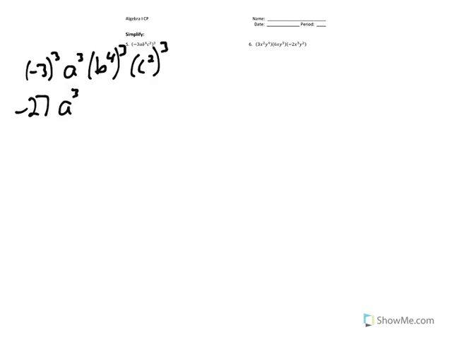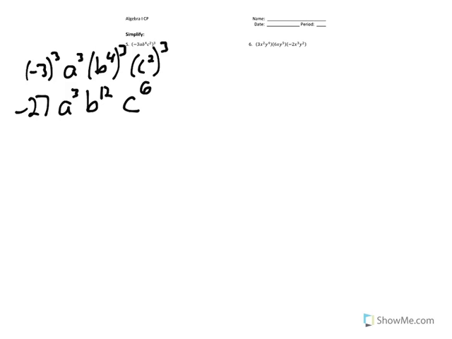B to the 4th cubed is a power of a power. So you multiply the 4 and the 3, we get 12. And c squared cubed, multiply 2 times 3, you get c to the 6th. There are no negative exponents, and you have one of each type of term. So that is your final answer.